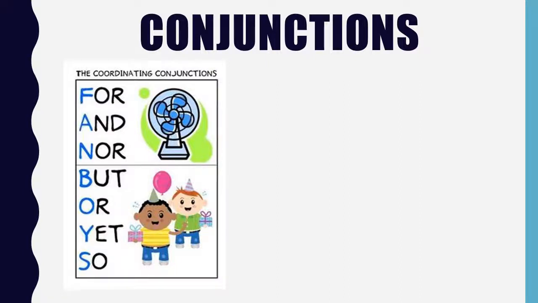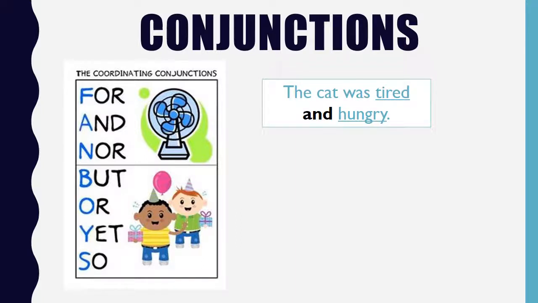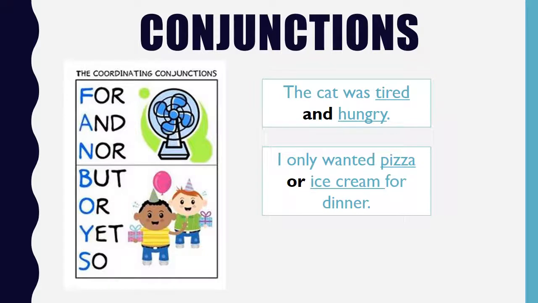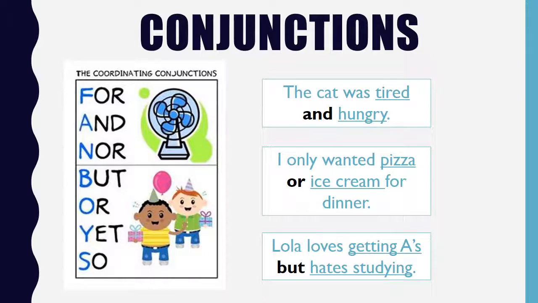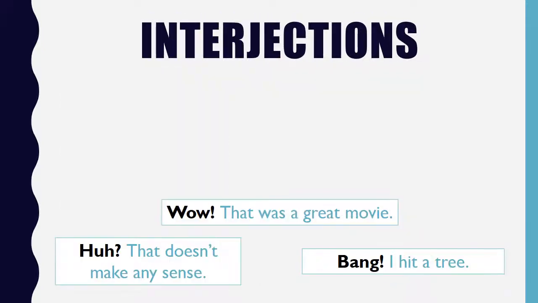An example of the use of and is the cat was tired and hungry. The conjunction connects the words tired and hungry together. In the second example, using or, I only wanted pizza or ice cream for dinner. The word or is connecting pizza and ice cream. Finally, the conjunction but can be used as Lola loves getting A's but hates studying. From this, we know that she likes A's, but there's a downfall of getting A's because it takes a lot of hard work and study.